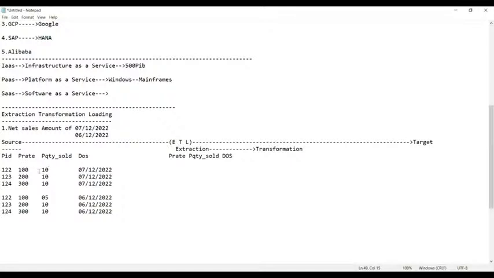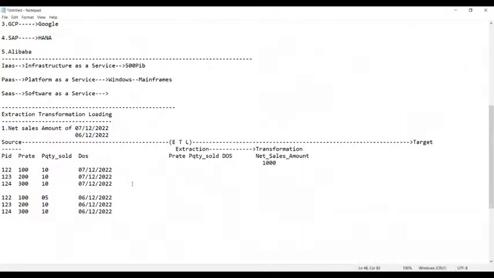That means 100 into 10 means what? Can you tell me, guys, what is 100 into 10? 1,000. Very good. So now, guys, 100 into 10 is 1,000. So can I write it here directly as 1,000?